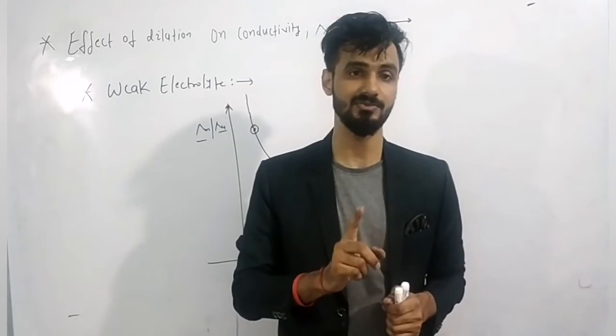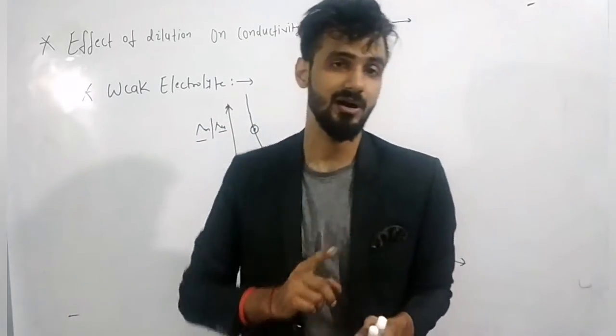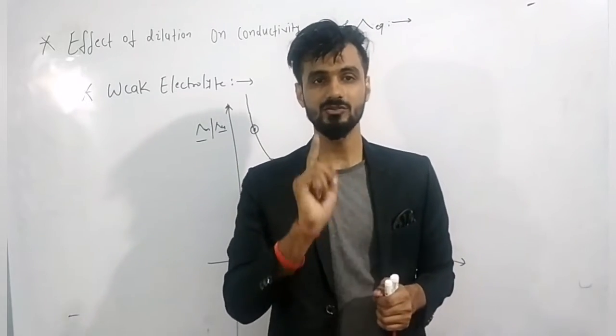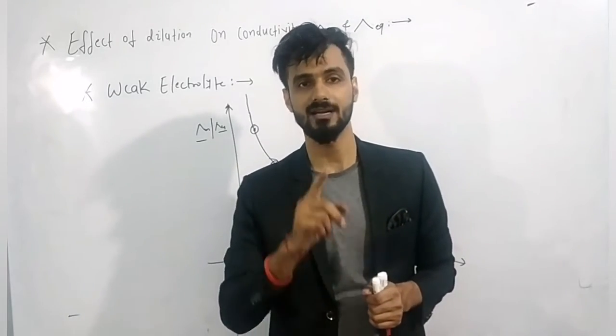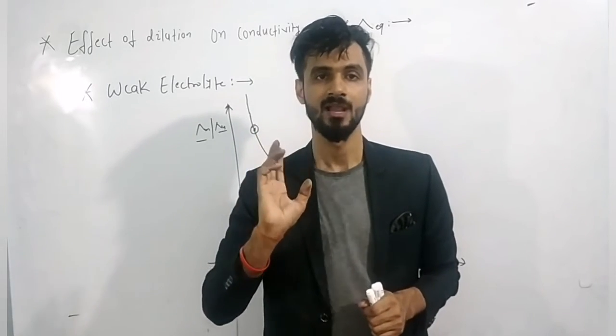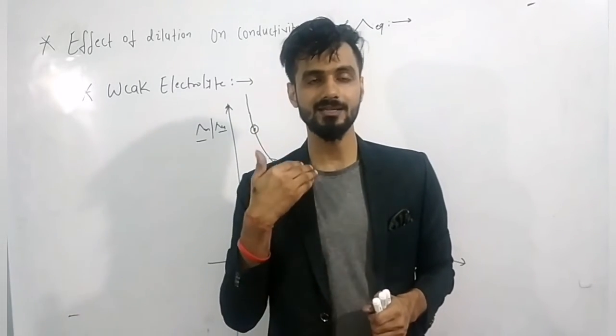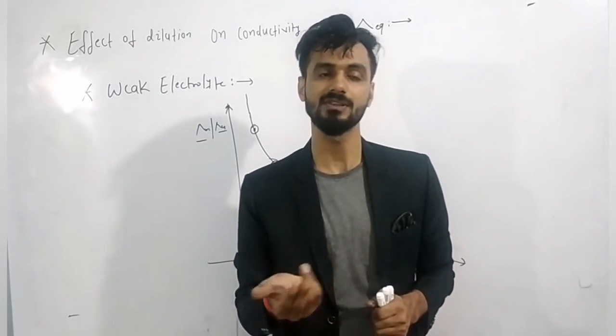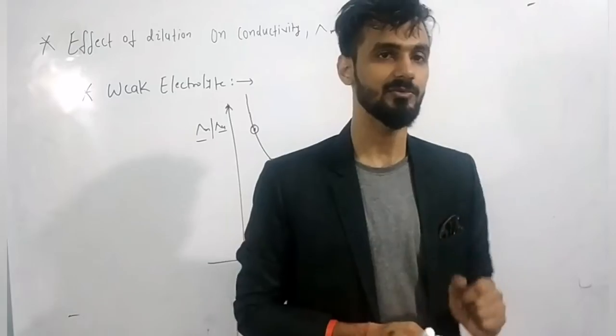So just don't get confused. If anyone tells you we can use Kohlrausch's law for only weak electrolyte, it's wrong. We can use Kohlrausch's law for both strong electrolyte and weak electrolyte. If nothing is given for the strong electrolyte, then you can apply Kohlrausch's law. Generally we calculate kappa molar or kappa equivalent for weak electrolyte with the help of a strong electrolyte, with the help of Kohlrausch's law.